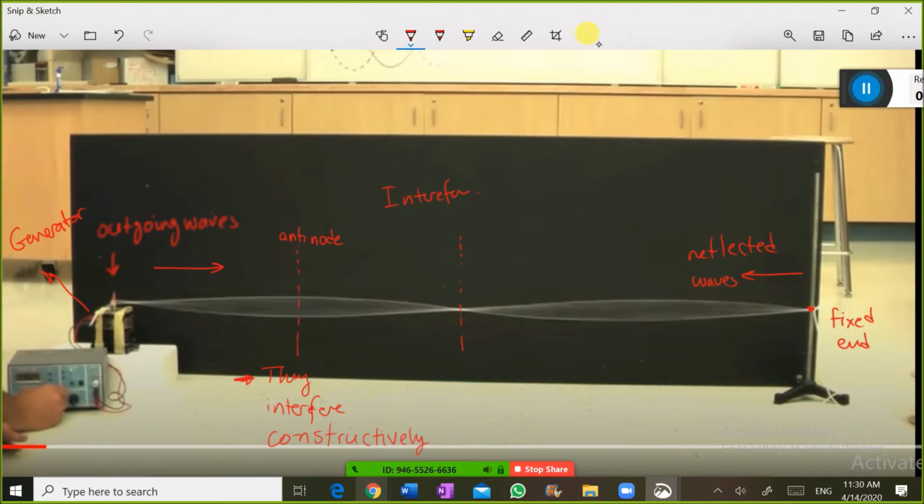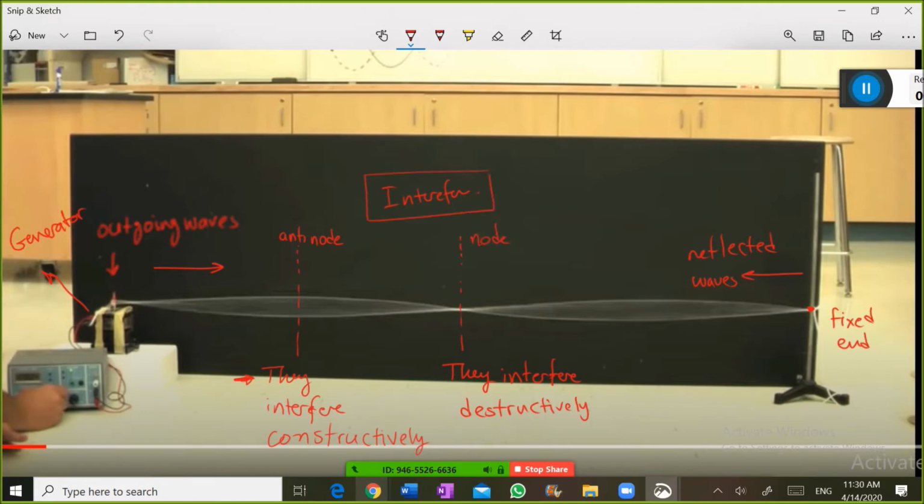Here, guys, the outgoing waves and the reflected waves always interfere destructively. Guys, when they interfere destructively, you know that the amplitude will be cancelled out, right? The amplitude will be cancelled out. They have the same amplitude, they have the same what? Frequency.